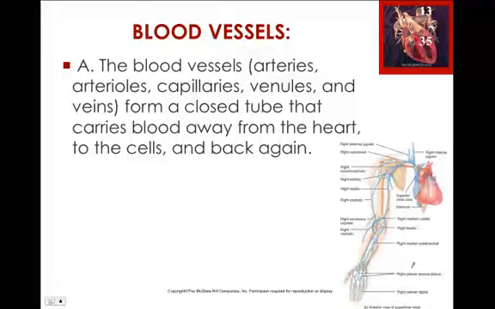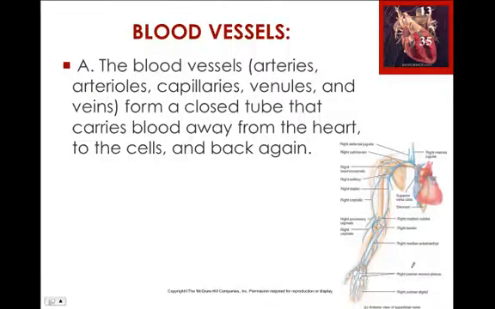Okay, so speaking of blood vessels, let's talk now a little bit about blood vessels. The blood vessels, again, are going to be your arteries, which are going to branch into arterioles, which then branch into capillaries. Those capillaries then branch back into venules and then into veins. This forms what we call a closed tube, or a closed circulatory system, that's going to carry blood away from the heart to the cells and then back again.